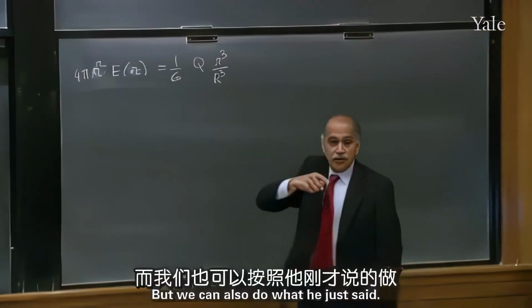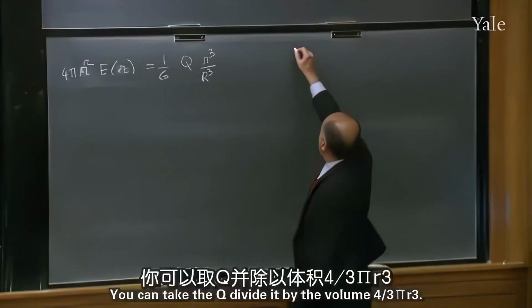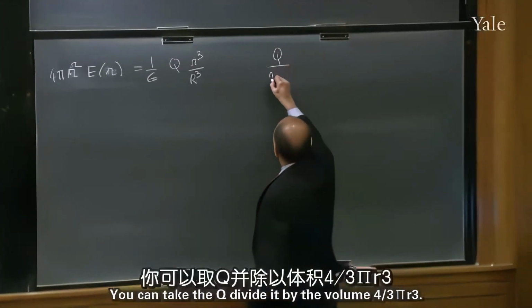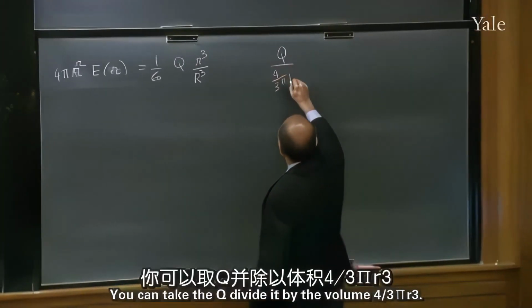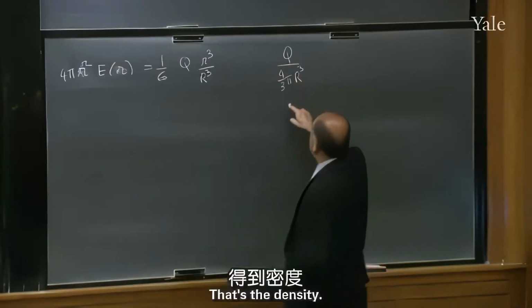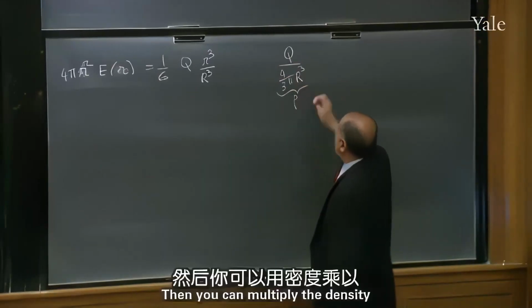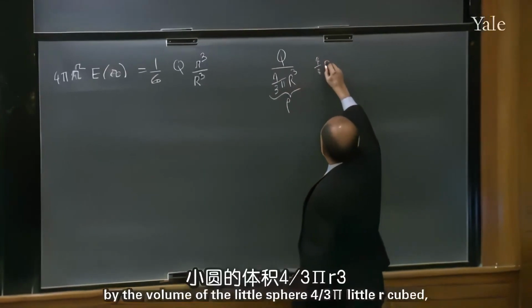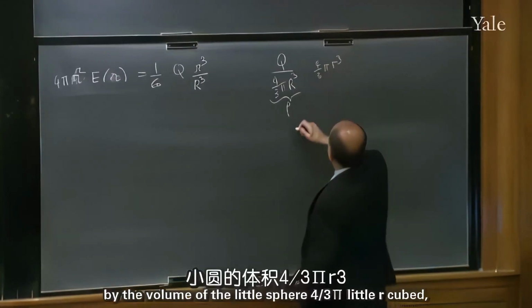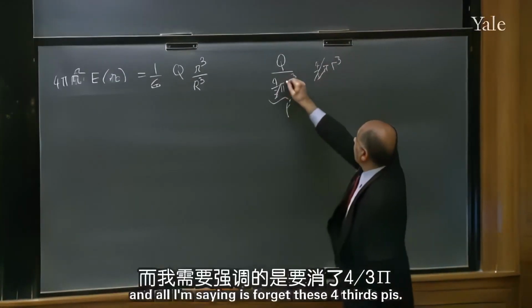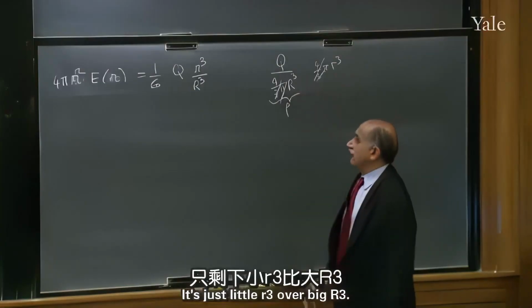But we can also do what he just said. You can take the Q divided by the volume, 4/3 pi R cubed. That's the density. Then you can multiply the density by the volume of the little sphere, 4/3 pi little r cubed. And all I'm saying is, forget these 4/3 pi's, it's just little r cubed over big R cubed.